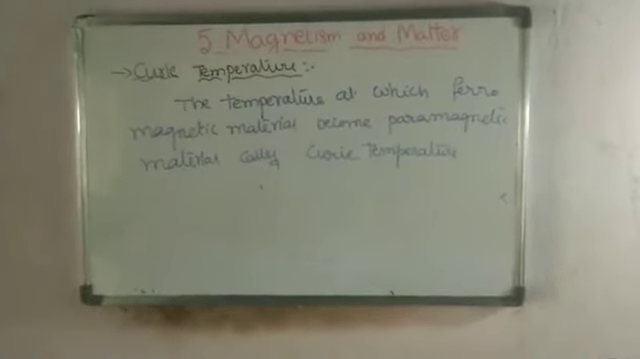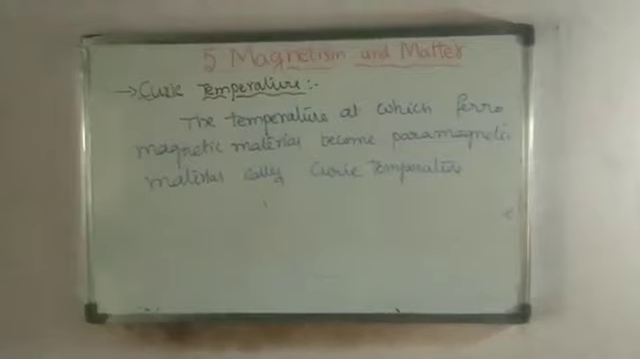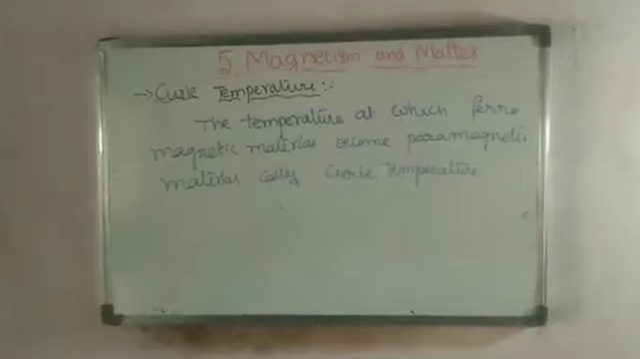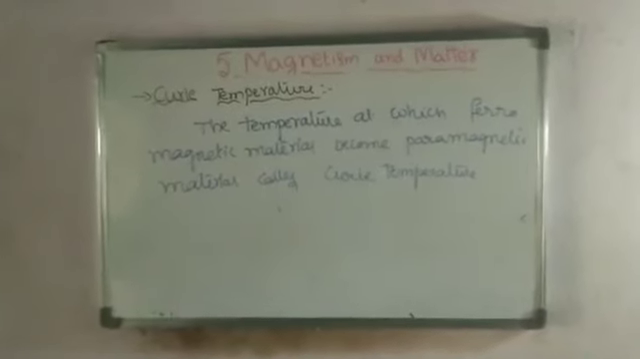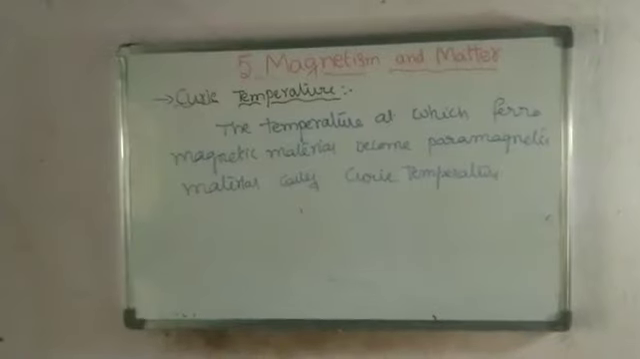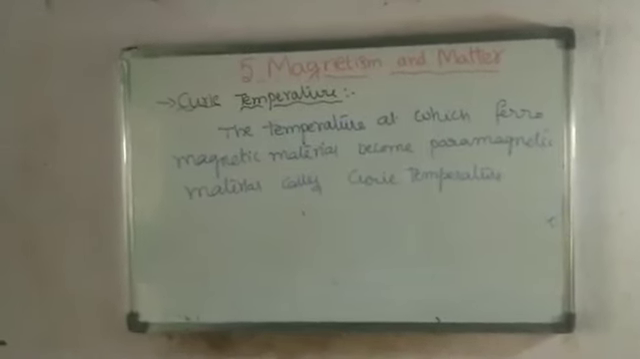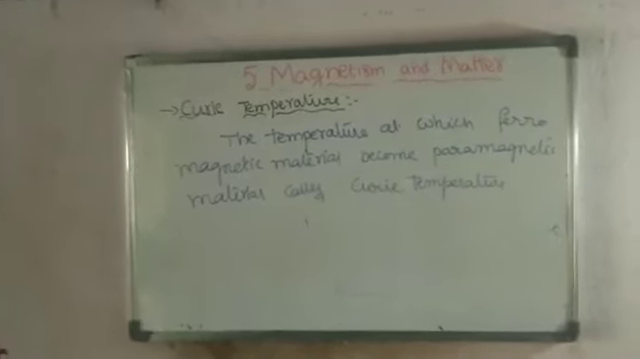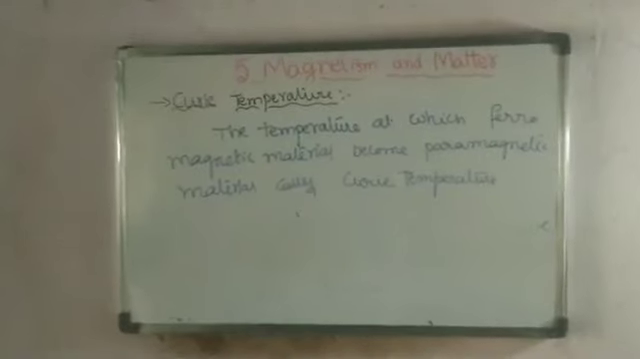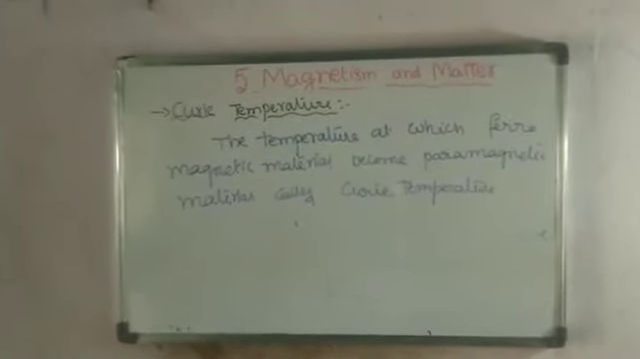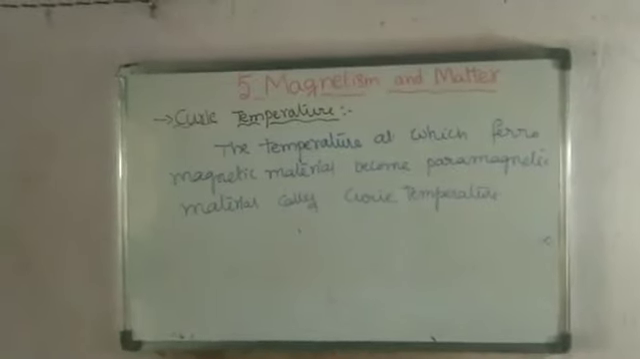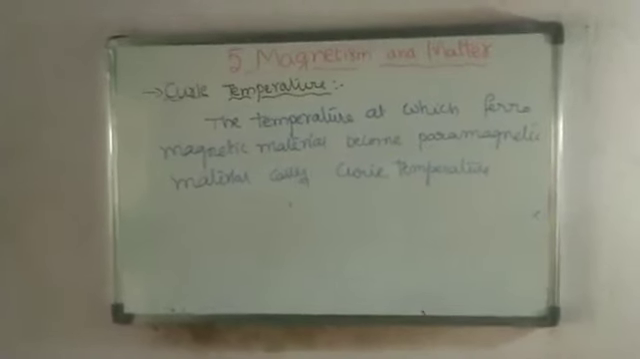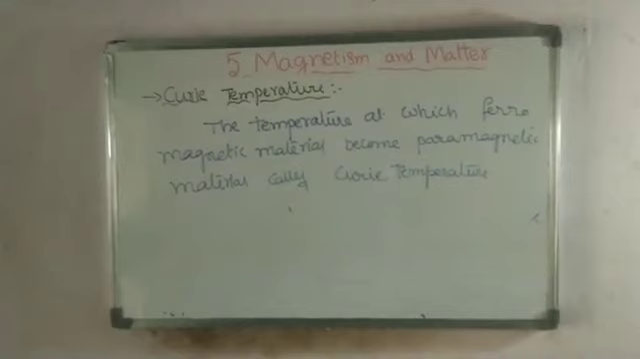Now see what is the Curie temperature. Here we know that the magnetization is inversely proportional to the temperature. When temperature increases, the magnetic property of the material decreases. So for example, if you take a ferromagnetic material, if its temperature increases, its magnetization decreases, meaning it becomes a paramagnetic material. If you take a paramagnetic material, if temperature increases, its magnetism is lost and it becomes a diamagnetic material. So from that we define Curie temperature as the temperature at which a ferromagnetic material becomes a paramagnetic material.